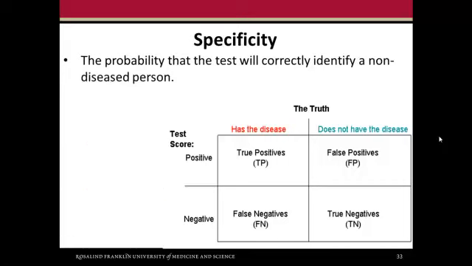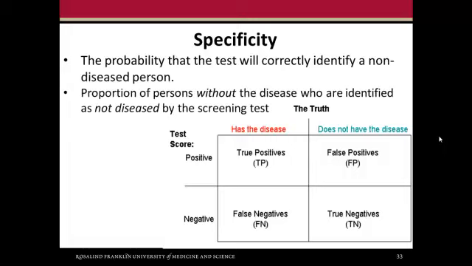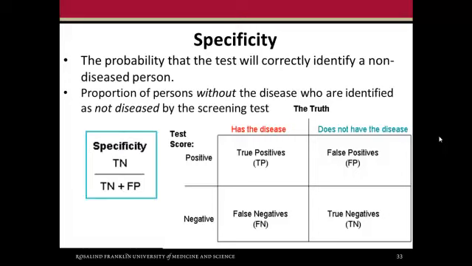For specificity, it's the probability that the test will correctly identify a non-diseased person. So now we're talking about people just in the right-hand column that do not have the disease. It's the proportion of persons without the disease who are identified as not diseased by the test. So specificity is going to be the true negatives, so individuals who did not have the disease and tested as not having the disease, divided by the true negatives and the false positives, because those false positives actually do not have the disease as well. And we'll go through an example with numbers coming up.